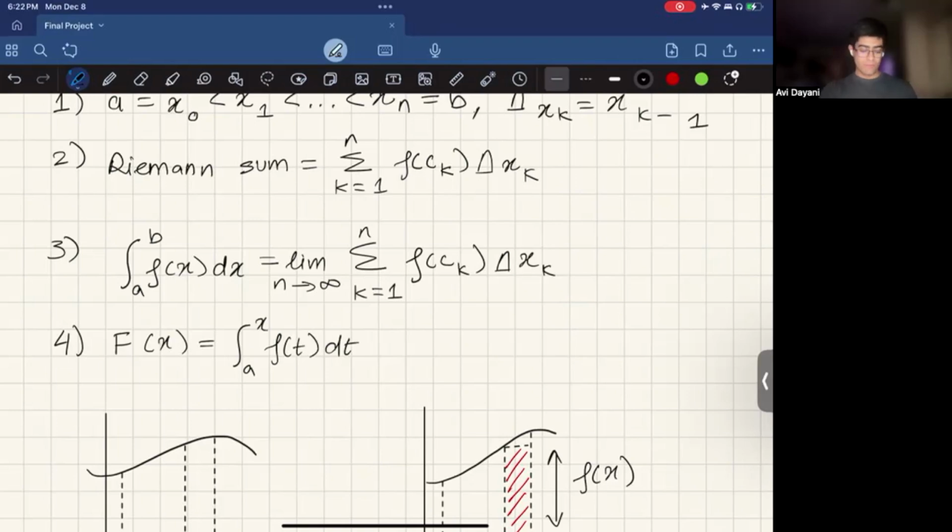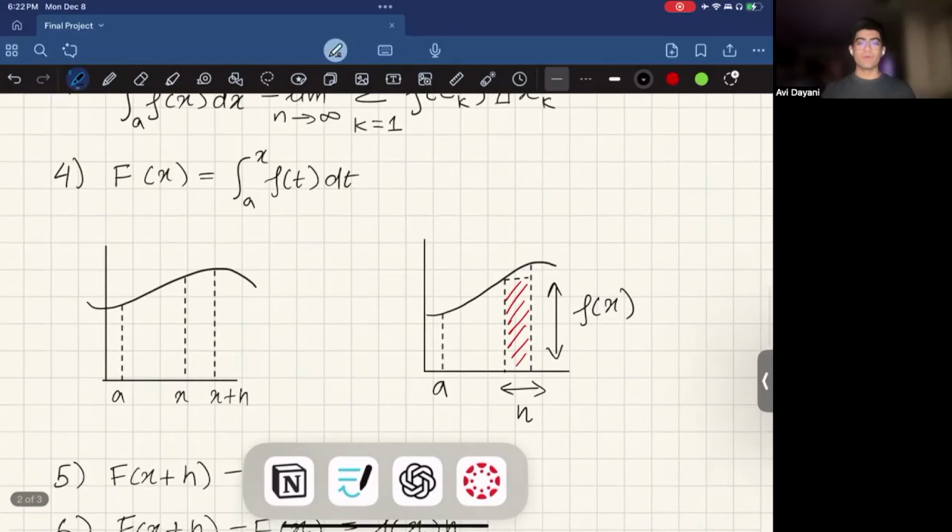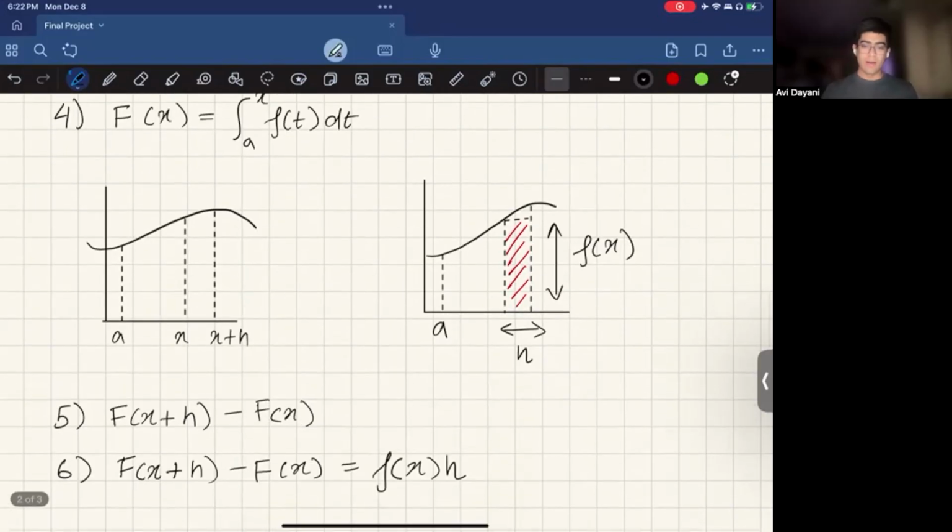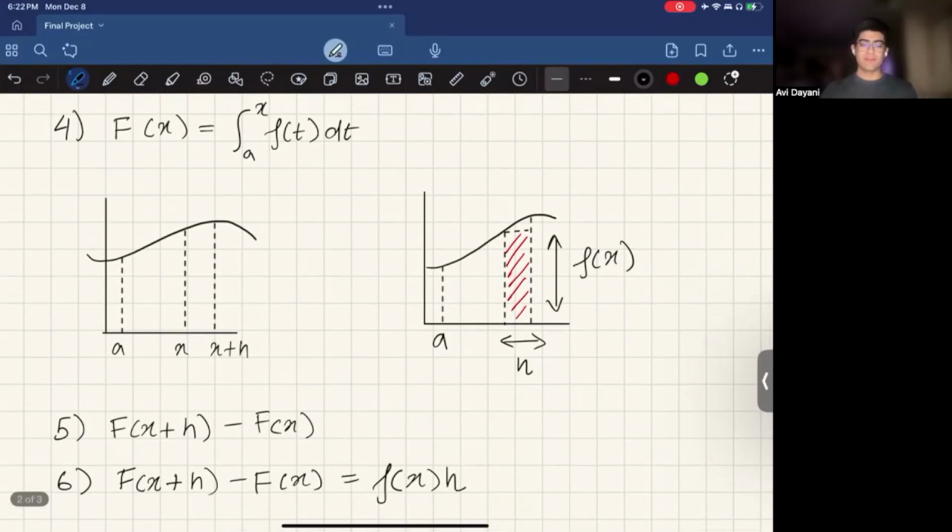Then moving on to step 4, we can see that instead of computing that limit every time because it's so tedious, we can pivot to using the fundamental theorem of calculus, which brings us to the area so far function, which I've written out in step 4. This tells us that for each x between a and b, the antiderivative is the area under f, the function, from a up to x.